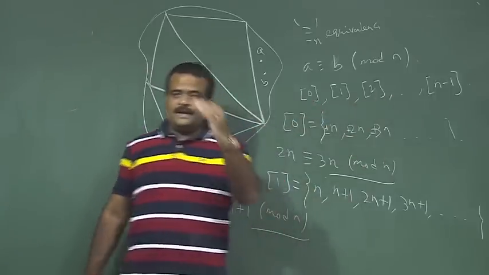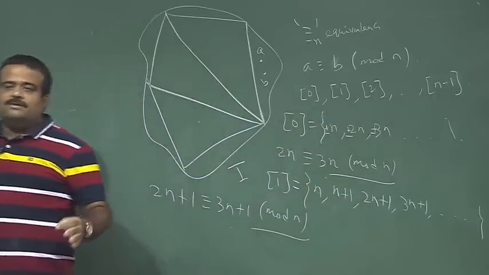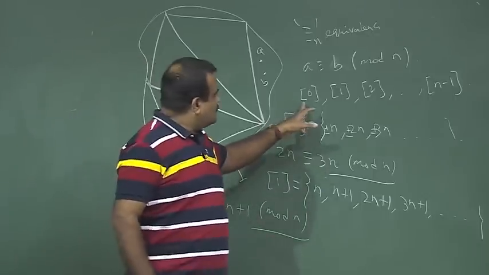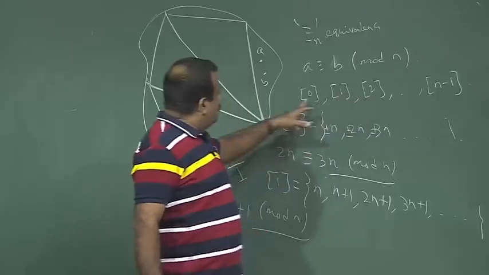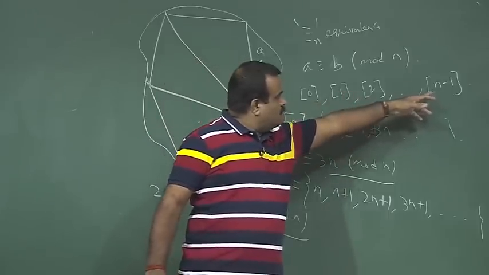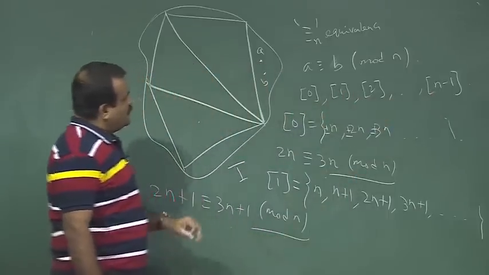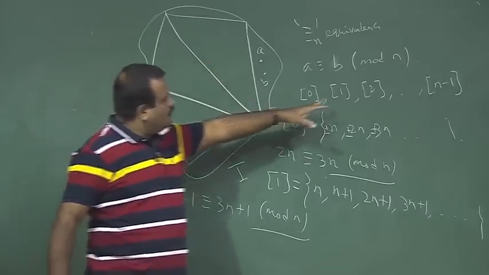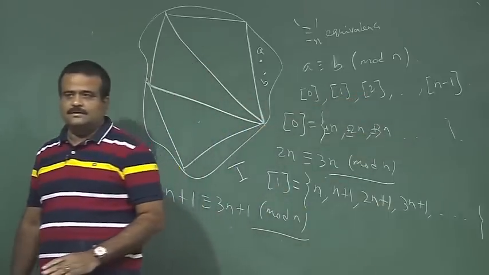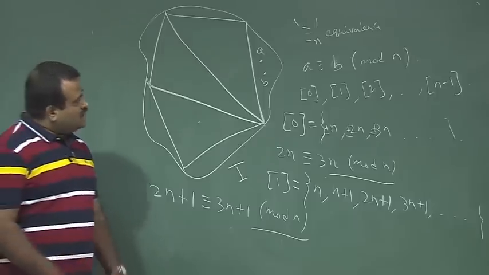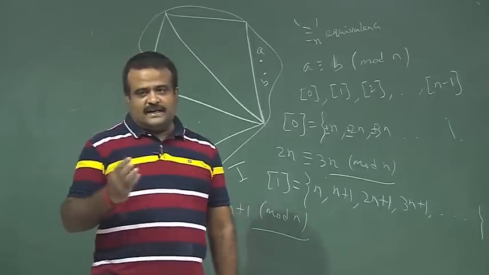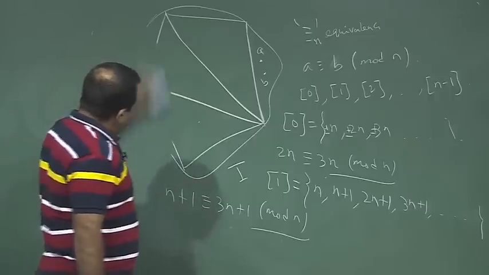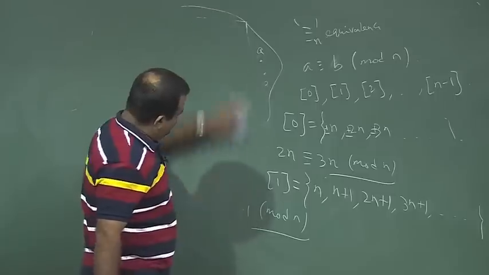If we divide any integer by n, the remainder will be either 0, 1, 2, up to n minus 1. That is the reason we define this set up to n minus 1. Any integer will fall into one of these classes. This set is basically denoted by Zn.